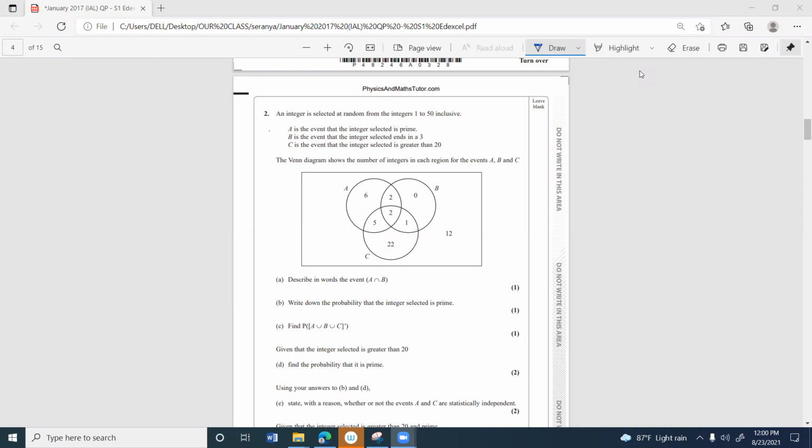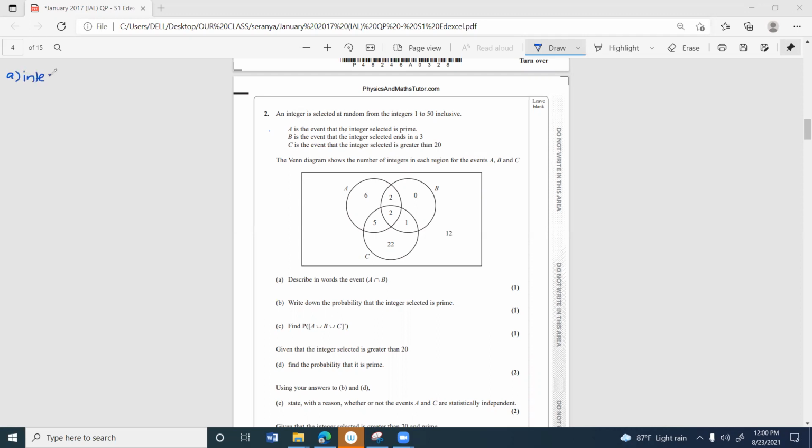Describe in words event A intersection B. That means you should have both properties A and B. What is A? It's a prime integer. It's a prime number, and as well it should end with 3. In the intersection, both properties should be there. So you can write the answer simply.